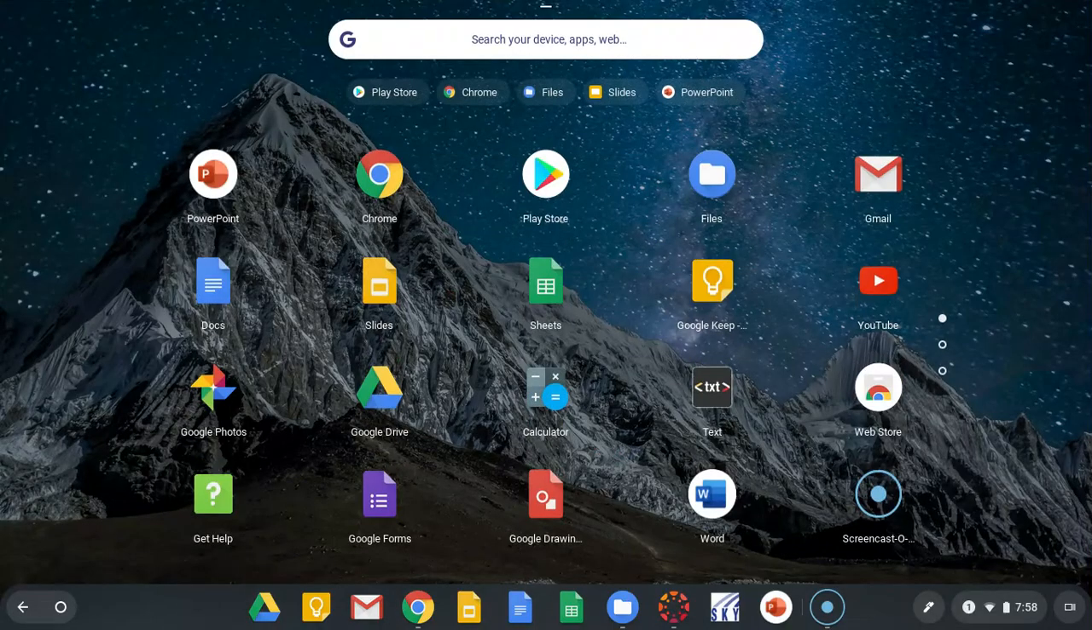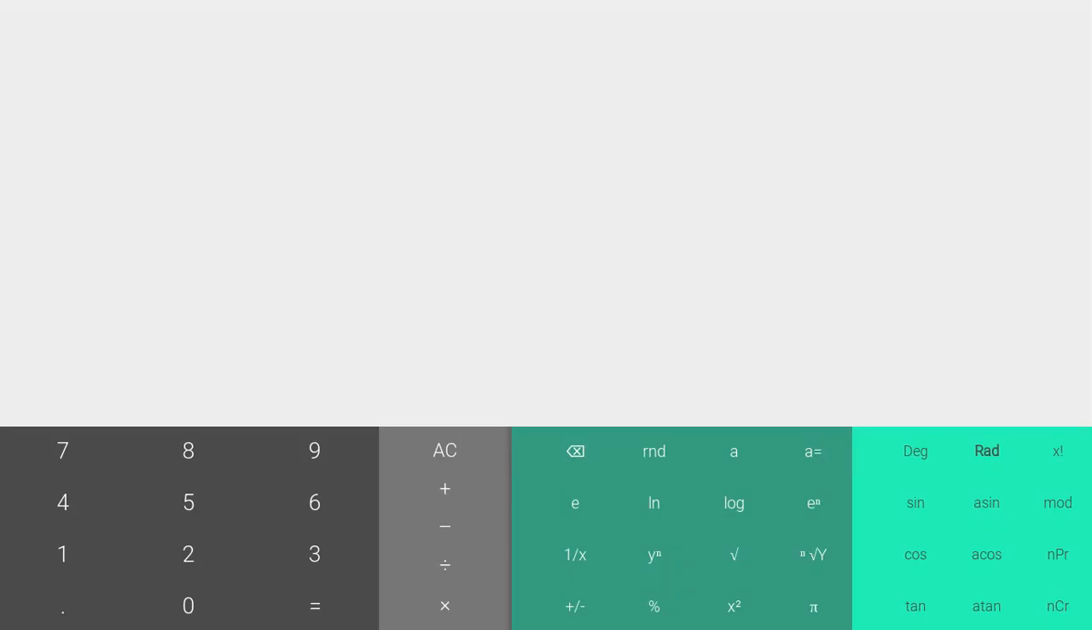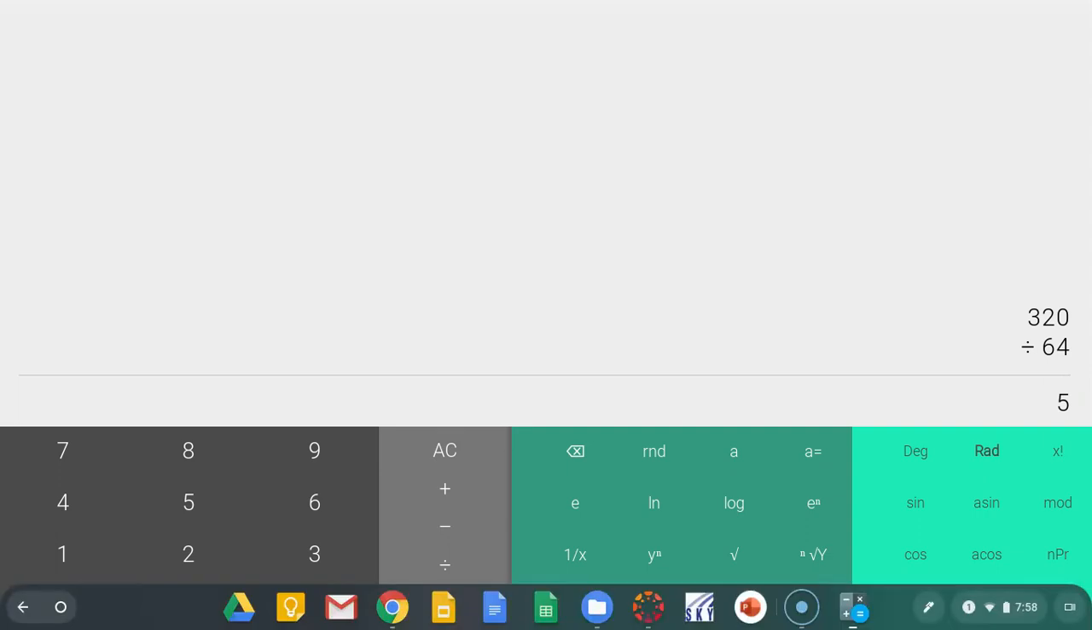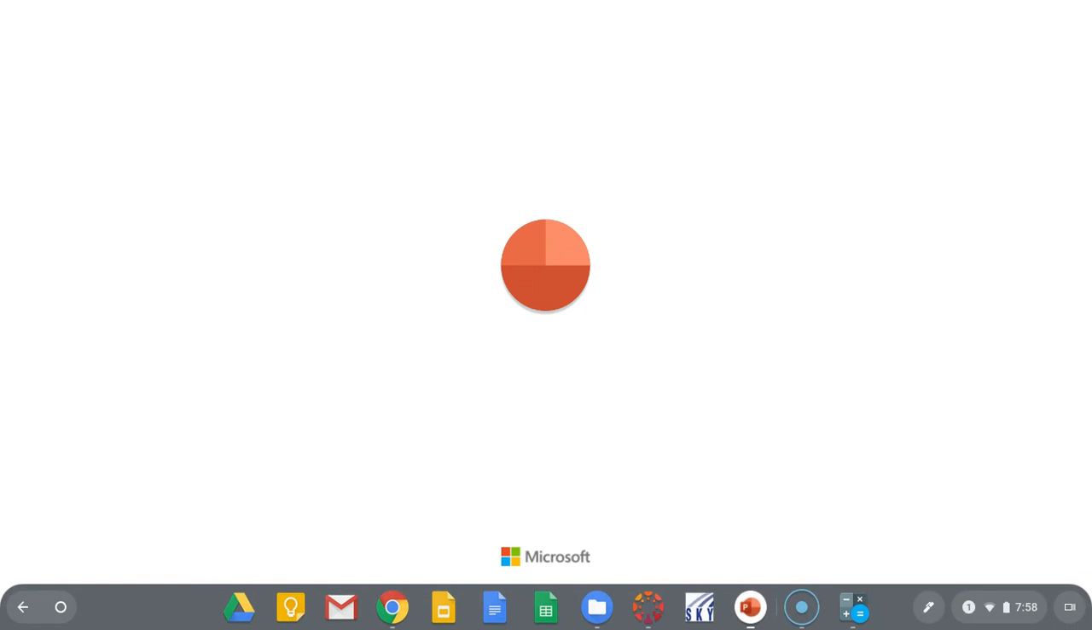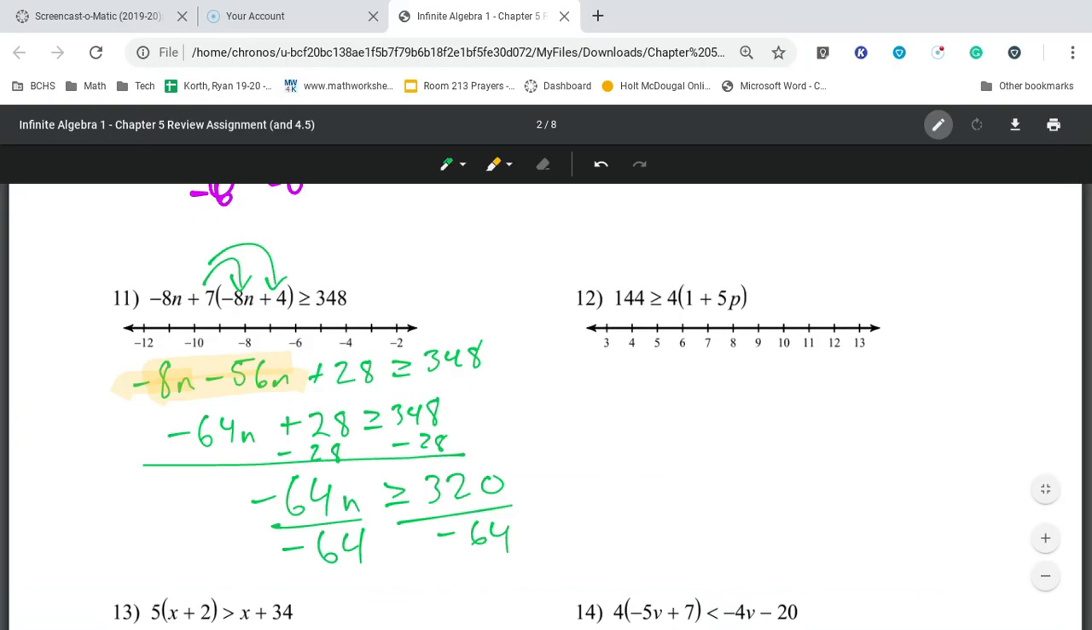Do I have a calculator? 320 divided by 64. It's 5. Oops, that's not right. Okay, so n, we're dividing by a negative down here.